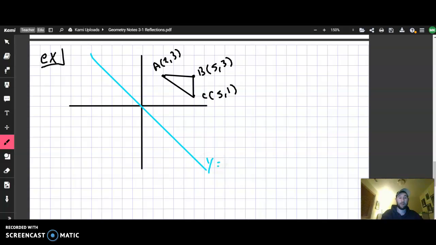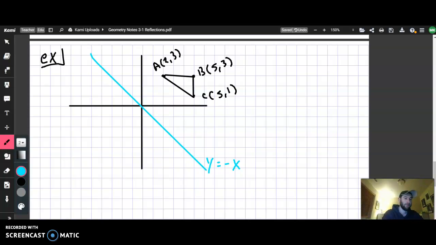Y equals -x. You could probably make some prediction about what's going to happen with our x and our y coordinates when we do our reflection. I look forward to seeing those predictions being either right or wrong. In either case, well done.